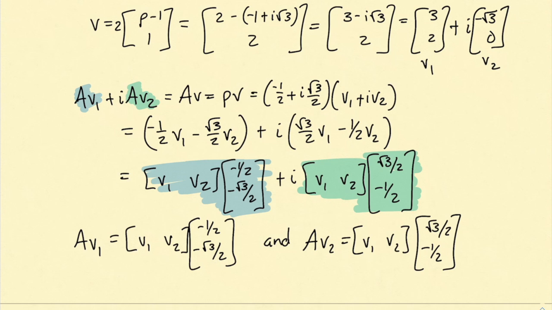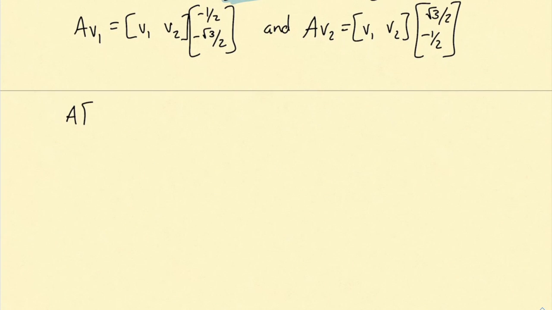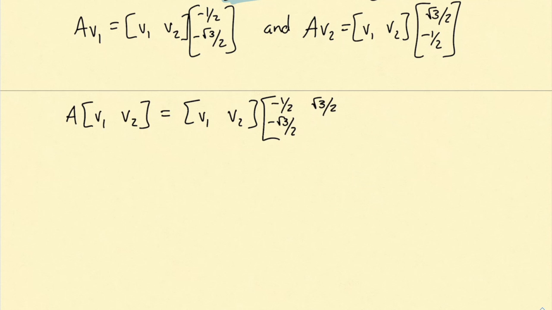A times the matrix v1, v2, we'll get a nice expression. If we think about Av1 and Av2 as the columns of the matrix product, then A times the matrix V1, V2 is equal to the matrix V1, V2 multiplied by the matrix negative 1/2, negative root 3 over 2, root 3 over 2, negative 1/2.